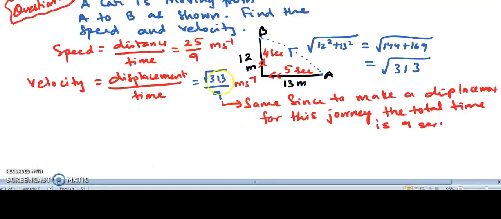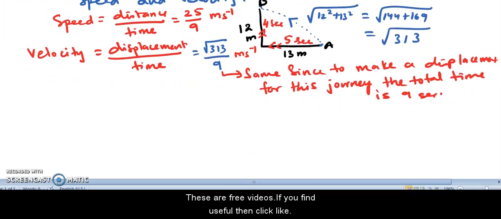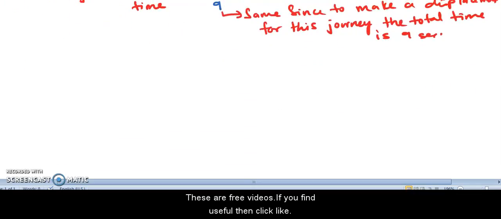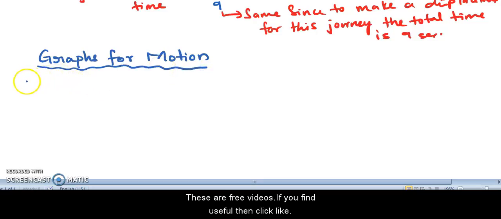Okay, in part 1 we have seen up to this stage. Now let's proceed. Let us understand from the graphs. Let us talk of graphs for motion. Let us talk first about the distance time graph.